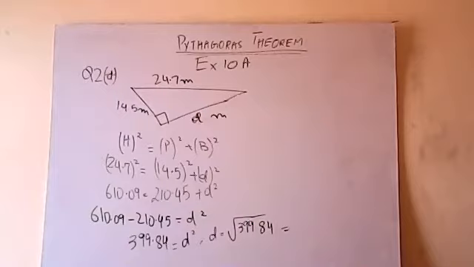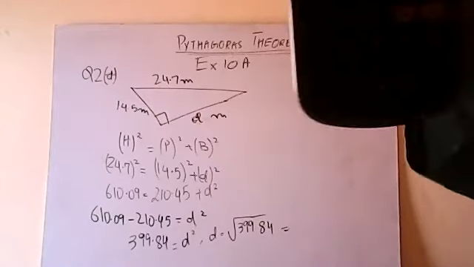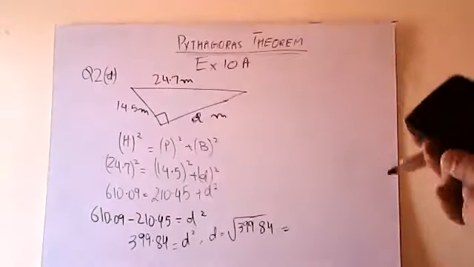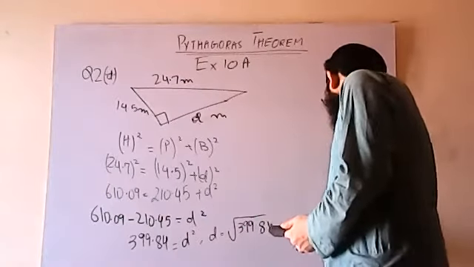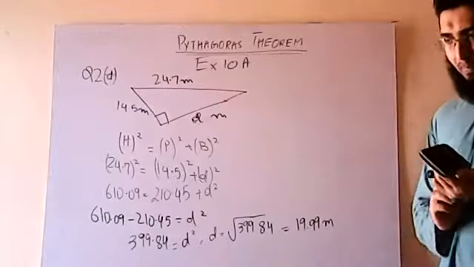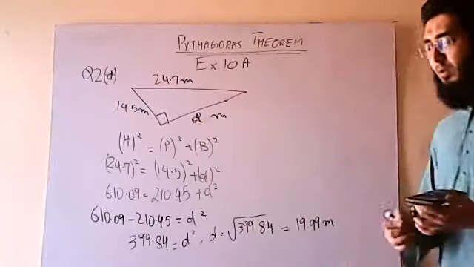And then I'll be taking out the square root. It's 19.99, which means 19.99 meters. So this will be the answer to question number 2. All the parts should be solved this way.